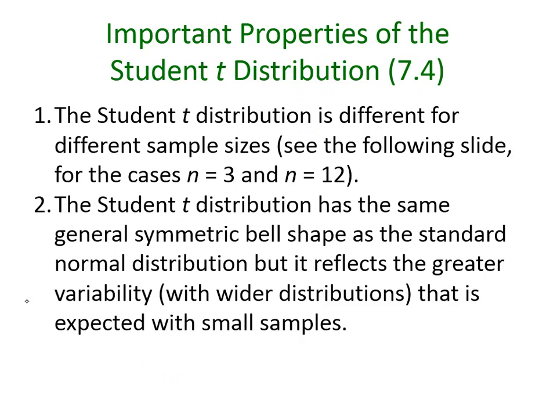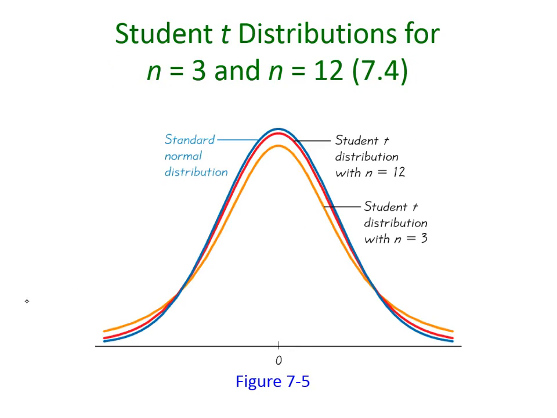Okay, now some important properties we do need to know about the student T distribution. Some of these I've kind of mentioned as we've been going. One of them is that the student T distribution is different for different size samples. So if we looked at the blue, that is the normal distribution. If I have a small sample size, I'm going to have more variety. I'm going to have a lot more variation between things than if I had a really large sample size. And so the student T distribution changes based on that sample size.